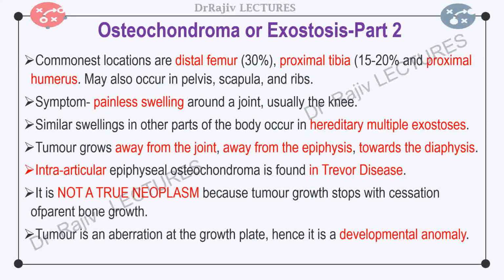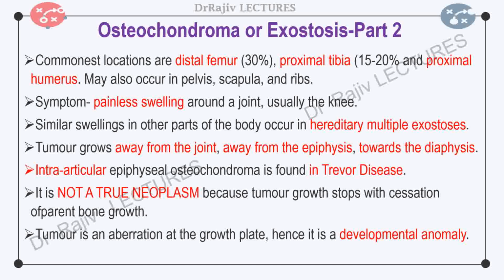The most common locations of osteochondromas are distal femur in 30%, proximal tibia in 15 to 20%, and proximal humerus. It may also occur in pelvis, scapula, and ribs. The patient usually presents with a painless swelling around a joint, usually the knee. There may be similar swellings in other parts of the body in hereditary multiple exostosis syndrome.